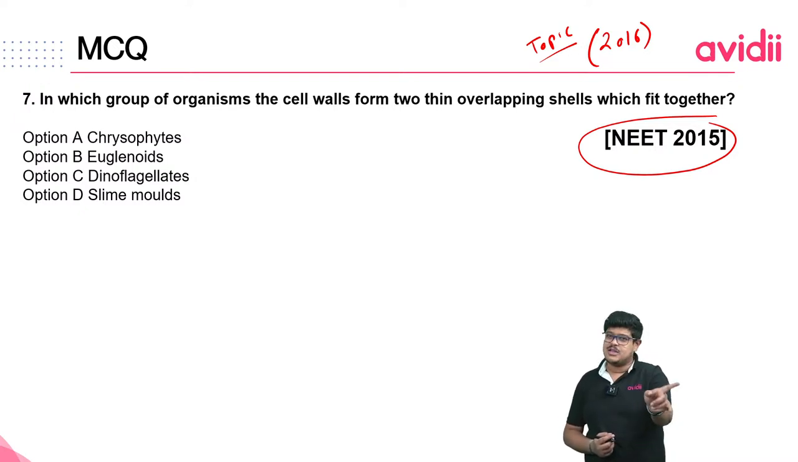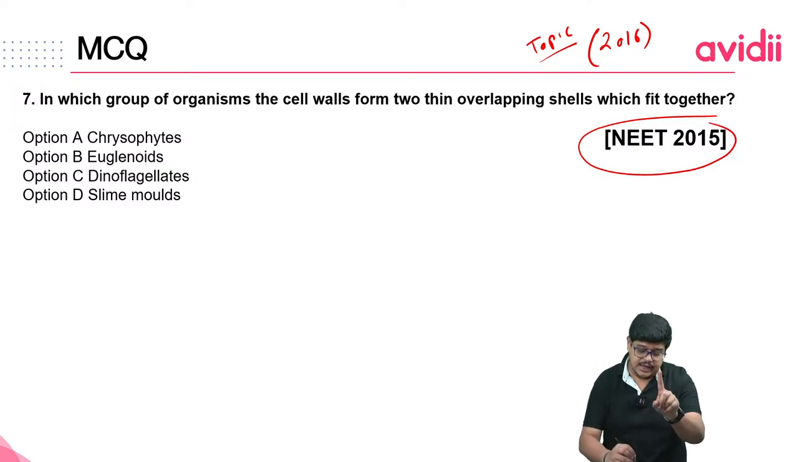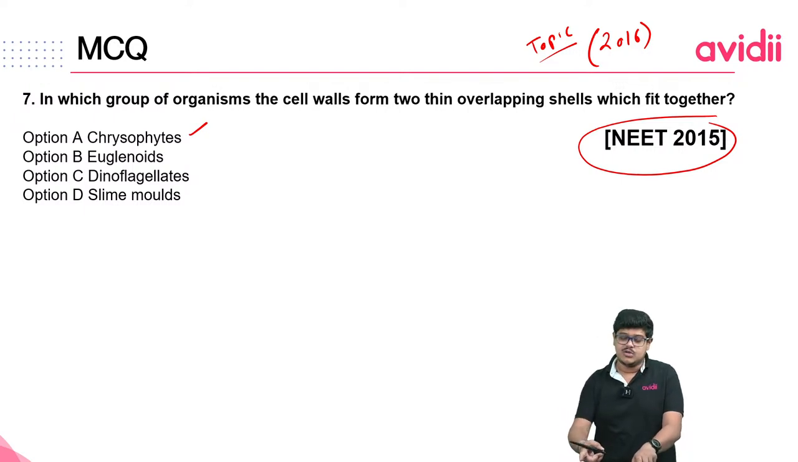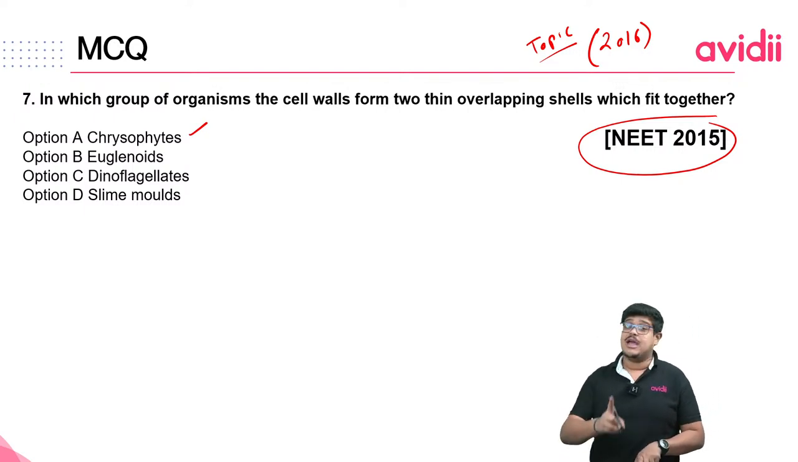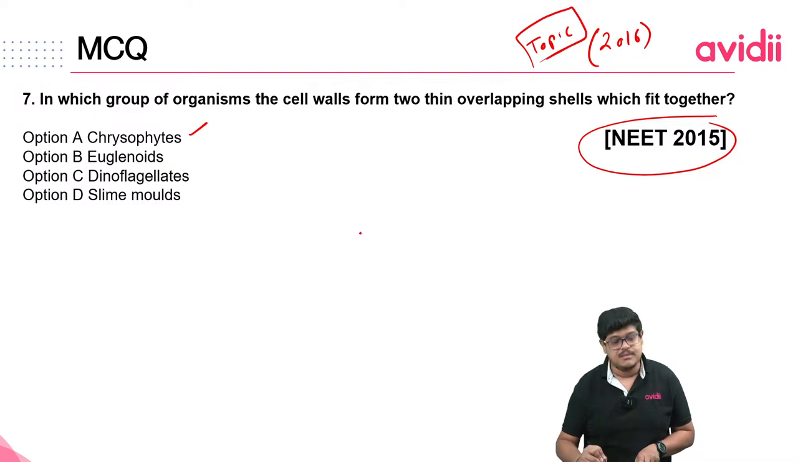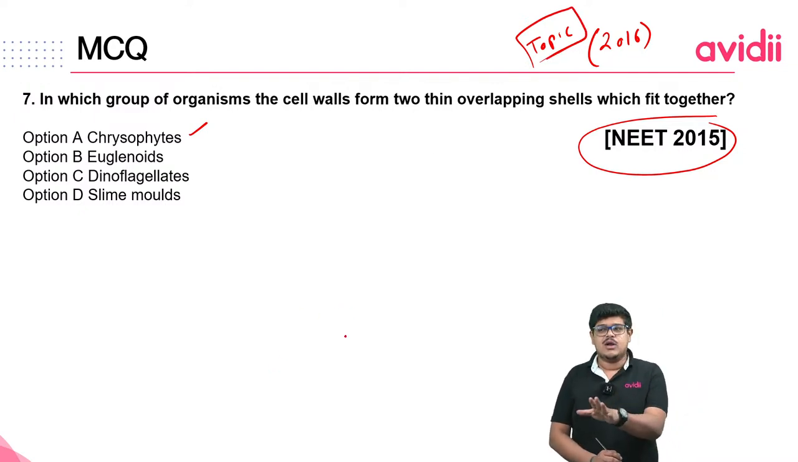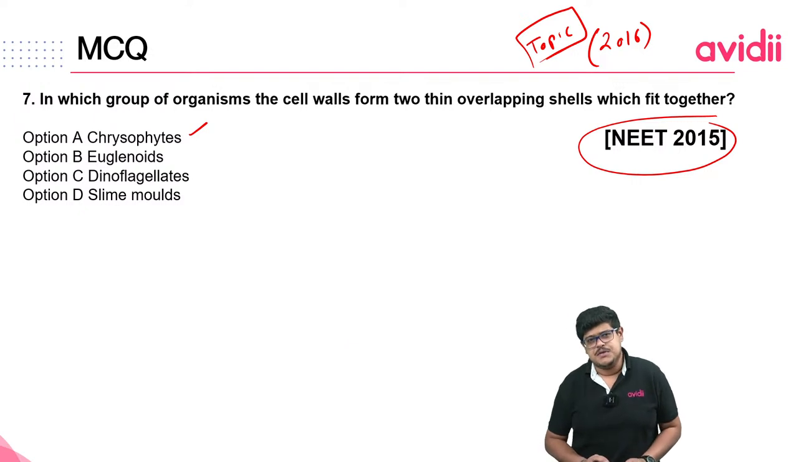Soap box formation, abhi hum logon ne padha, soap box formation hota hai. Soap box formation is a unique characteristics in case of the chrysophytes. And ye jo chrysophytes ka question hai, therefore 2015 mein bhi aaya, 2016 mein bhi aaya, question same nahi tha, topic same tha. You have to have an extra edge than your other peers and competitors, right?